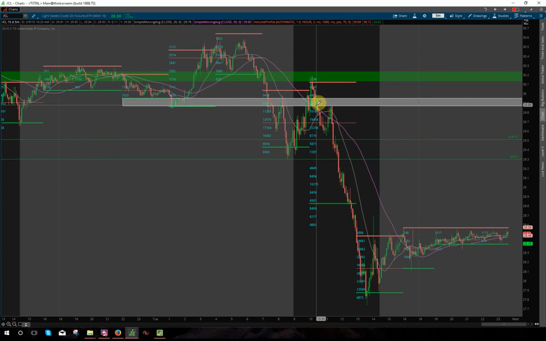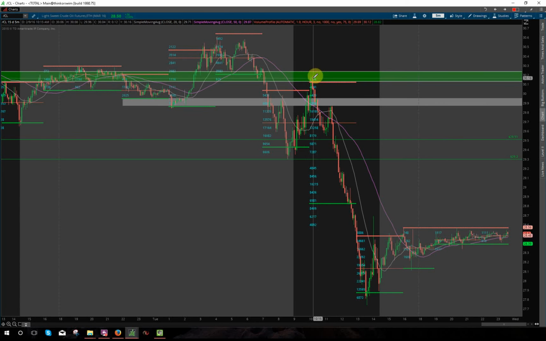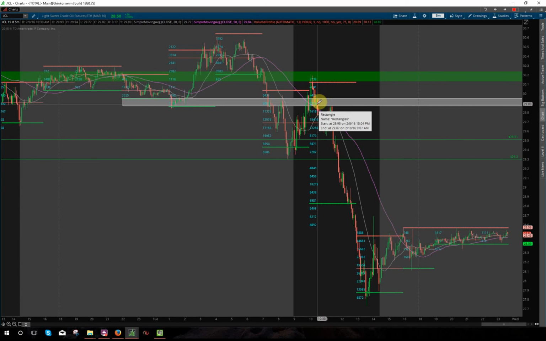It shot down into the zone. You saw hesitation, but it really broke down again. So if you missed this move here, your next trade setup could have been at this zone here, because look what happens. And it really did happen, right?